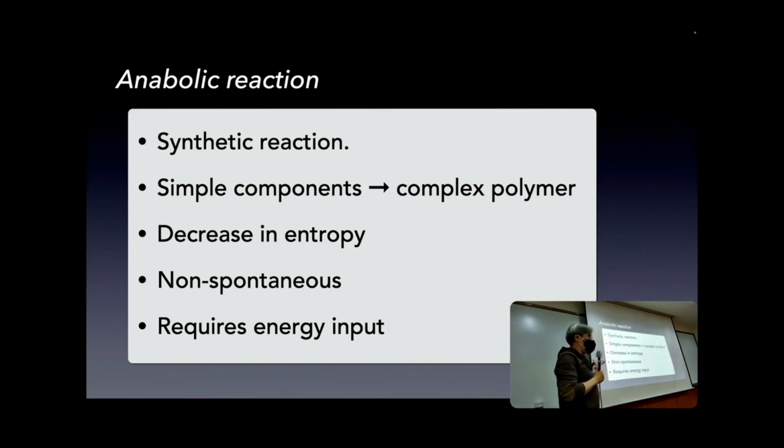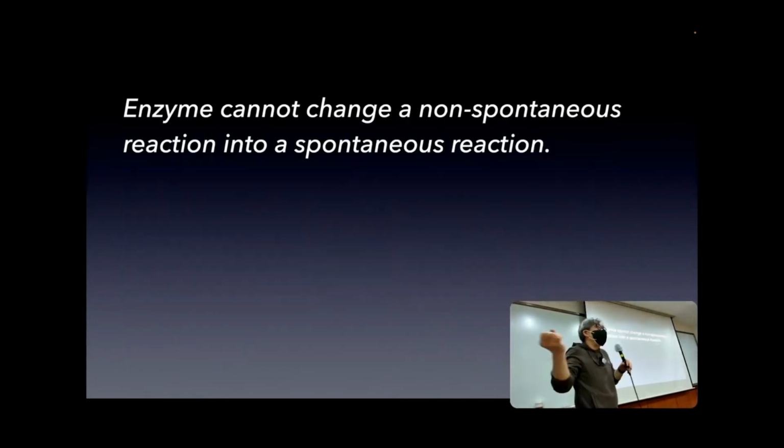The examples of anabolic reactions have this kind of list. It is a synthetic reaction, characteristically so, building a complex molecule from simple components. And by doing so, it results in a decrease in entropy, so it is non-spontaneous, right? So energy input must be provided. The question is, who and how can provide this energy? Then the enzyme can do it, of course. The enzyme will be able to somehow provide the energy, but how?